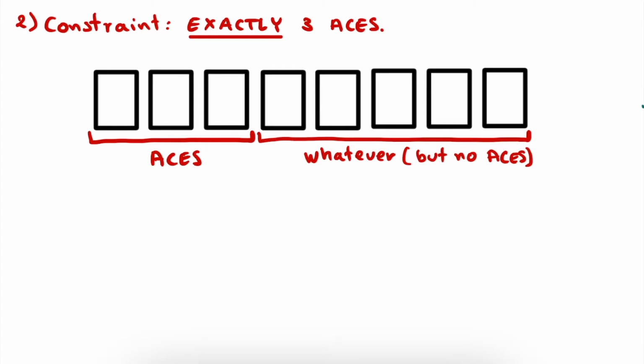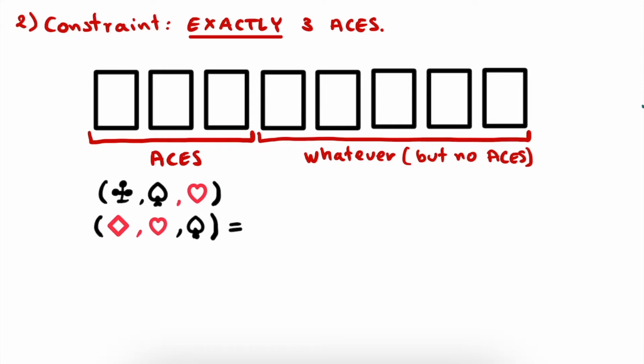Let's for instance look at some examples of these 3 aces that need to be present. For instance, it could be the ace of clubs, the ace of spades, and the ace of hearts. However, it could also be the ace of diamonds, the ace of hearts, and the ace of spades. And since order does not matter, this combination would be the same as the ace of spades, the ace of diamonds, and the ace of hearts.